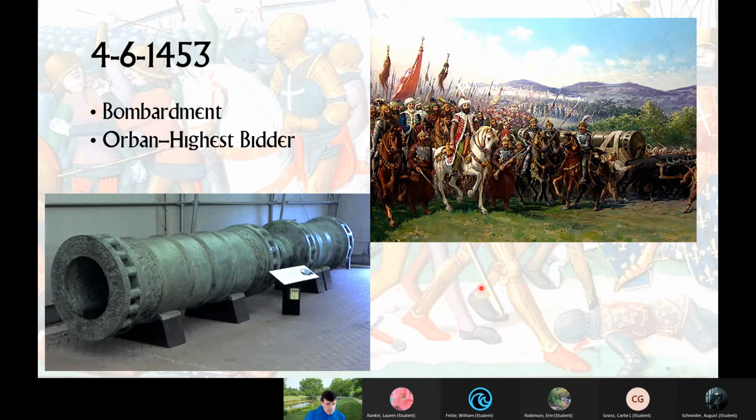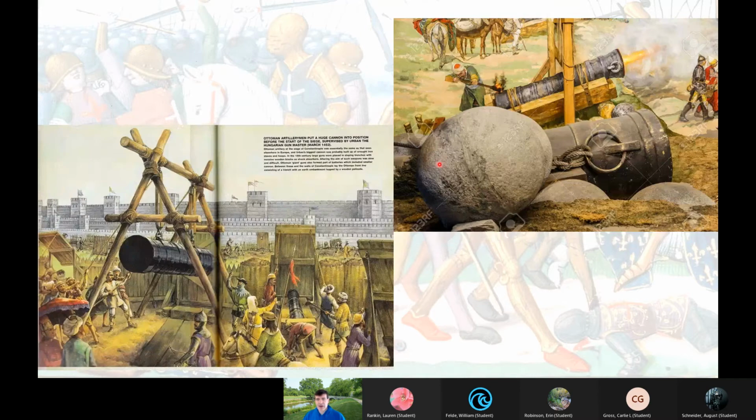But Orban constructed this massive piece of artillery. Eventually, it's going to be 8 inches thick, 30 feet long. The Ottomans would make more of these down the road. So this is actually one that was used when they attacked into the Balkans 40 years later. But you can see a painting of it right here. This massive cannon fired a 1,500-pound stone ball. So here's a picture, a diorama of it, showing some of the stone balls and then firing it.